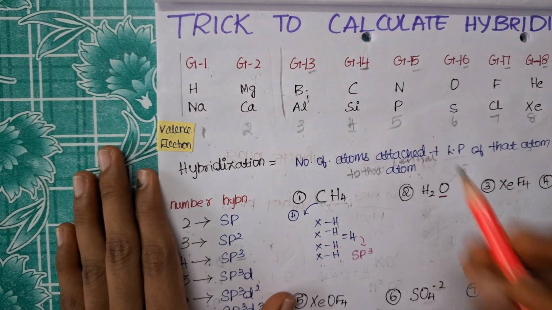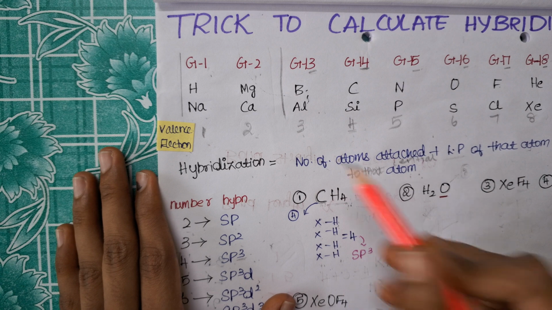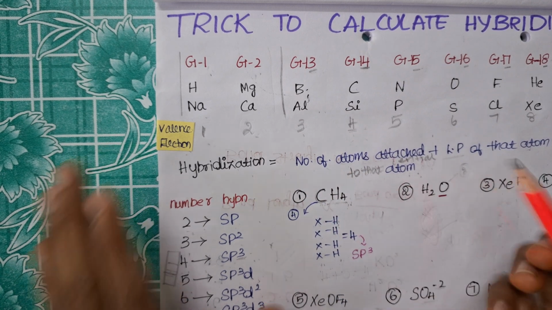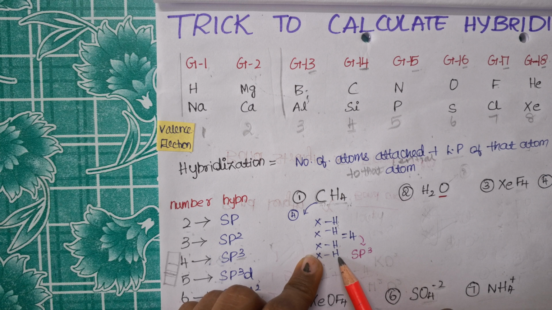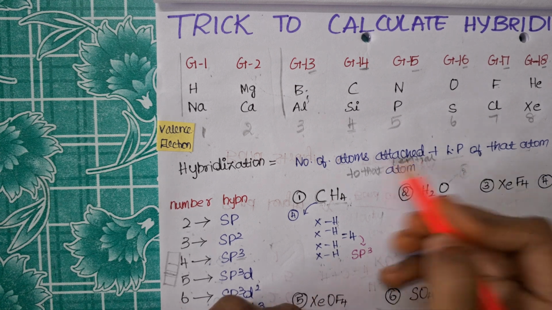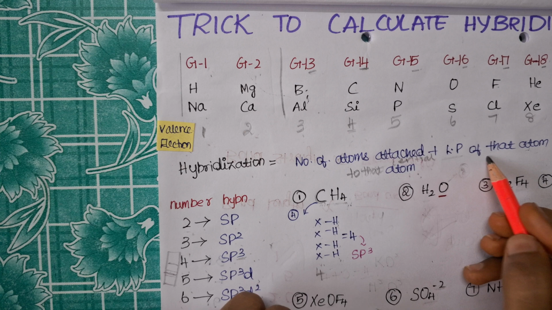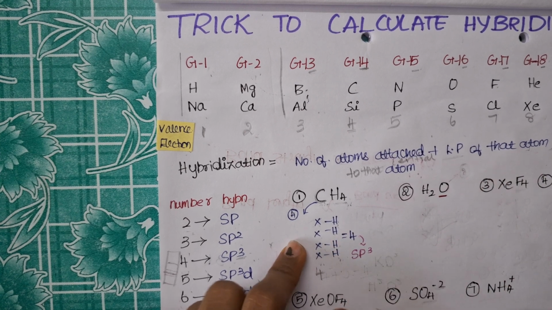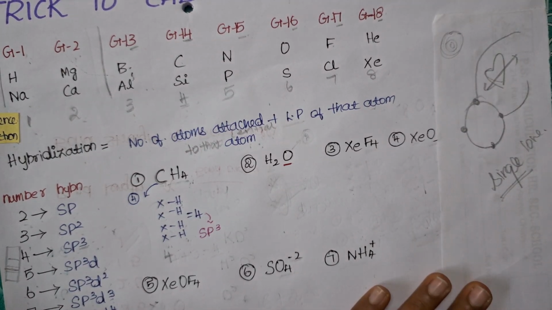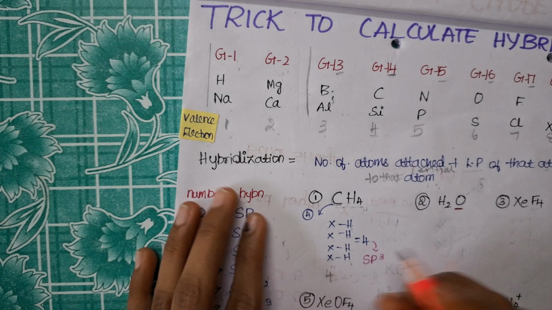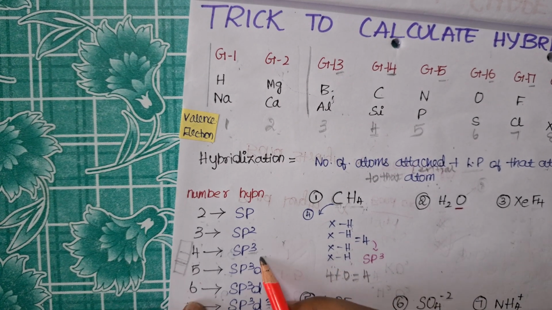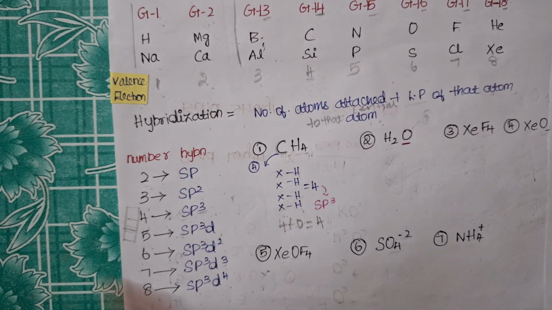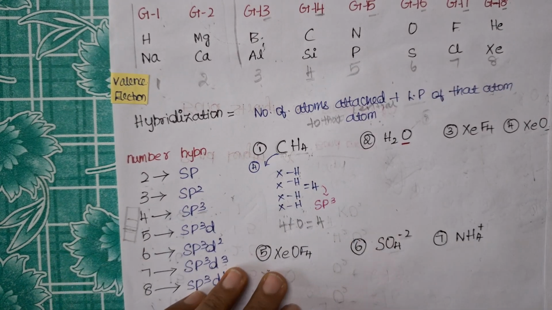Now let's try to calculate this. What is the formula? Number of atoms attached to the central atom. This is the central atom. How many atoms are attached? 1, 2, 3, 4 attached, no? So the number of atoms is 4. Now your lone pairs. Are we having any lone pair? That is your single? No, all are getting paired, so it is 0. So 4 plus 0 equals 4. If it is 4, what is your hybridization? sp3. That's it, guys.